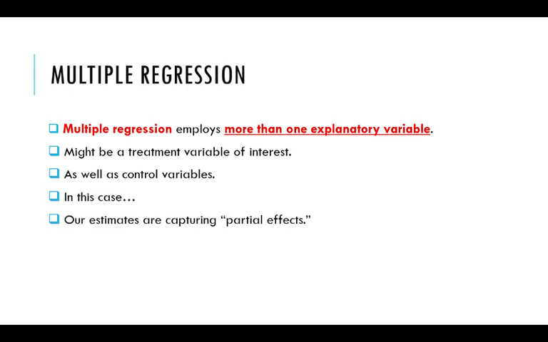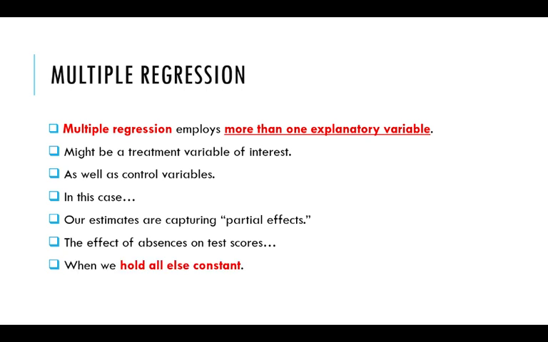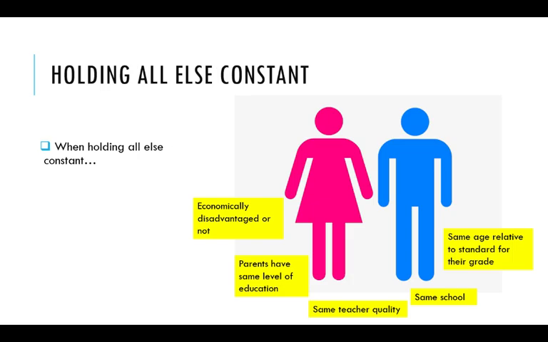In this case, what we're doing is estimating the partial effects. So basically the effect of absences on test scores when we hold all else constant. So when I say partial effects, we're really talking about isolating the effect of absences when we control for the other confounding factors that could also affect test scores. So when we say all else constant, it's basically like comparing students who are equal in every way except for absences. Maybe they're all economically disadvantaged and they have the same level of education and the same teacher quality and they go to the same school with the same quality and they're the same age relative to their grade.